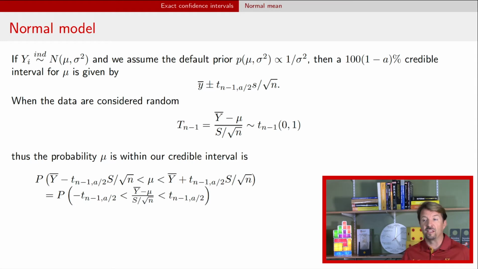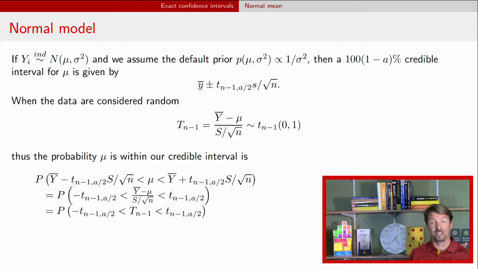Now we just do some rearrangement, so that we calculate this t statistic right here: the sample average minus the mean, divided by the sample standard deviation over the square root of n. Now the quantity in the middle between those two inequalities, we know what distribution that has because we put it right up here. That is a standard t, which we denote with t n minus 1, or a capital T n minus 1. So now the question is, what's the probability that that capital T is between these two lowercase critical values? And it turns out that they're chosen precisely because they give the appropriate probability of 1 minus a.